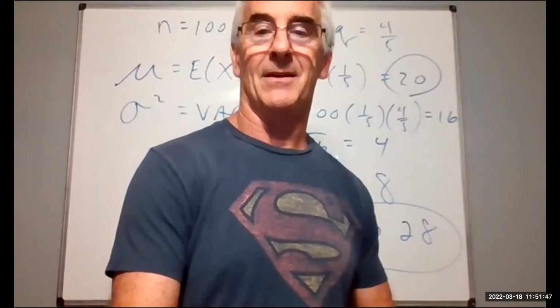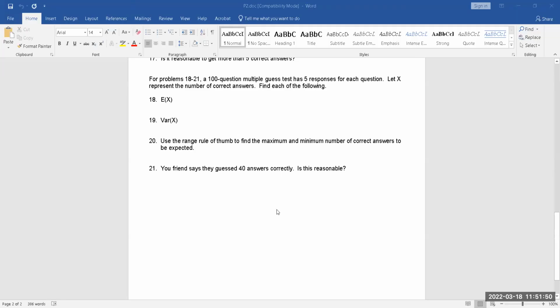So, okay, your friend says they guessed 40 answers correctly. That is mathematically possible, and on a 100-question test, 40 is not very good. But if I'm guessing on every question, is 40 very likely? What do you think? No. In fact, you can give me a very specific answer. The standard deviation is 4. We said the range rule of thumb says the vast majority of all outcomes happen within 2 standard deviations.